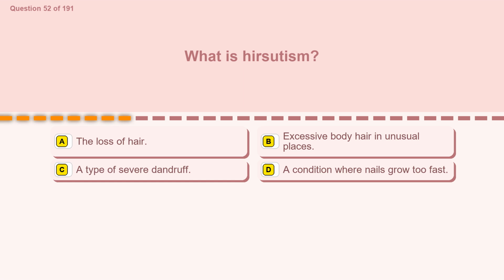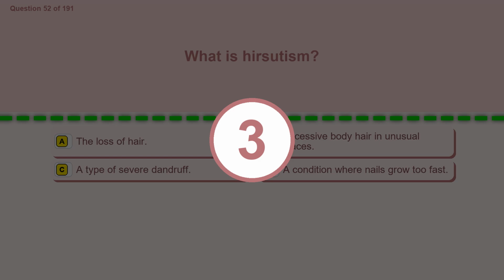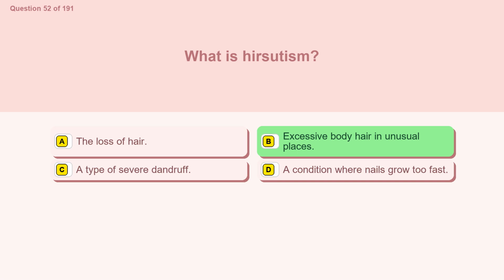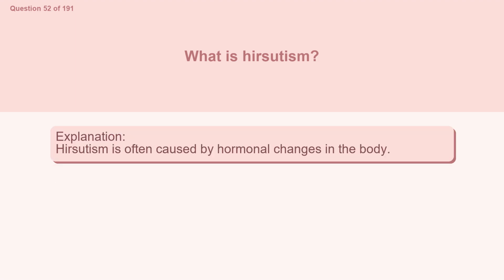Option A. The loss of hair. Option B. The excessive body hair in unusual places. Option C. A type of severe dandruff. Option D. A condition where nails grow too fast. The correct answer is option B. Excessive body hair in unusual places. Hirsutism is often caused by hormonal changes in the body.